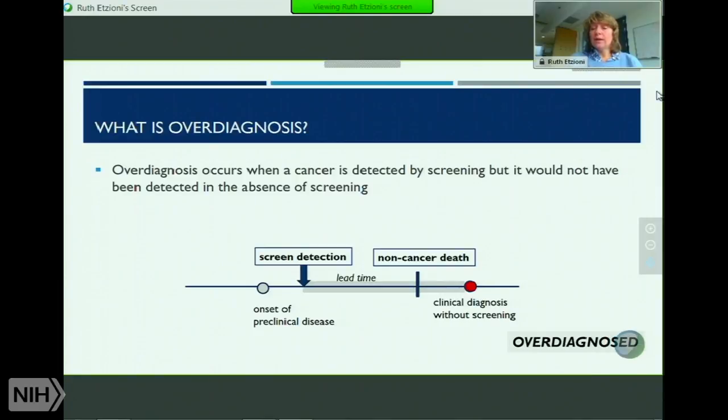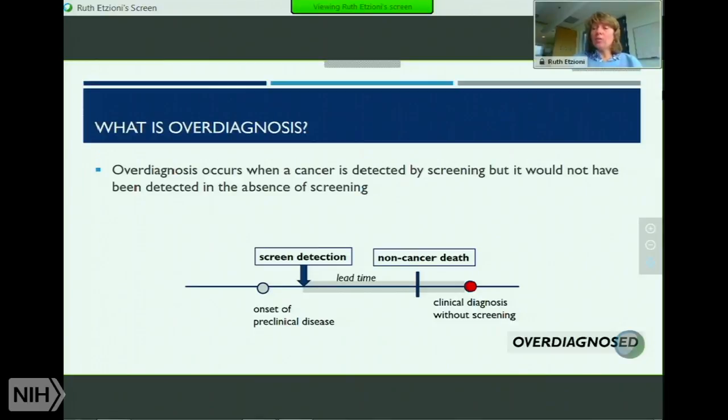However, in the case where non-cancer death would have occurred before the time that the tumor would have been diagnosed without screening, we have a situation where screening has identified a cancer, and in the absence of screening, that individual would not have known about that cancer within their lifetimes. It would not have presented clinically. In that sense, that diagnosis is an excess diagnosis. It's a diagnosis that would not have occurred in the absence of screening. And that is what we mean by overdiagnosis.